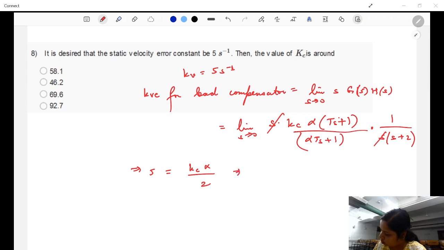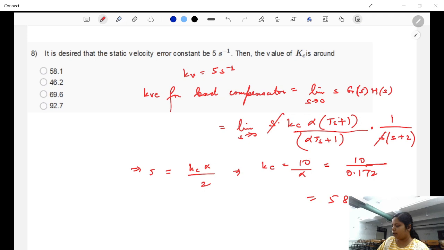Kc alpha upon 2. Kc is equal to 10 upon alpha, 10 upon 0.172 as from the previous question. So it is equal to approximately 58.1. So this is the value of Kc that you get when you want to have a static velocity error constant to be equal to 5 per second. Okay. All such questions are important.